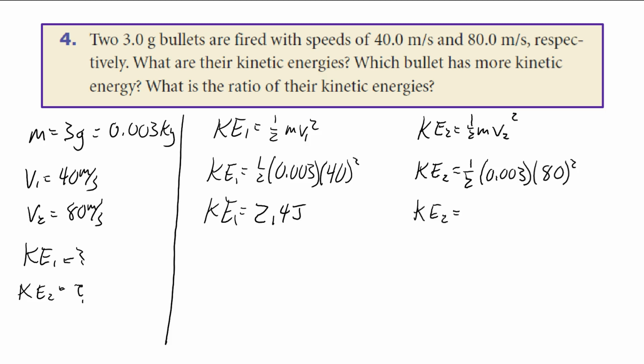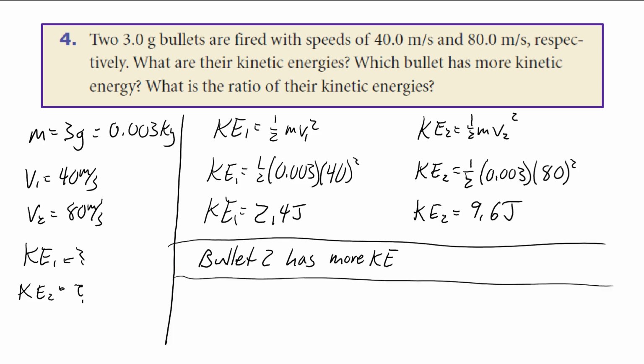So you get a kinetic energy of, well, you should be able to predict it, because we're doubling the velocity, it's 2 squared. Whatever you do on one side of the equation, you have to do to the other side, 2 squared, or 4 times as big. So this should be 4 times as big. And it is. It's 9.6 joules. 2.4 times 4. The next part of the question says which bullet has more kinetic energy. That's going to be bullet 2.